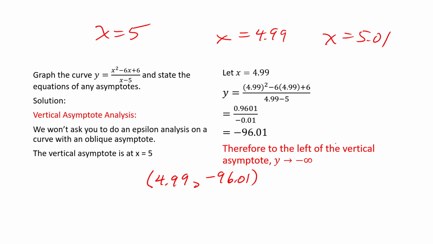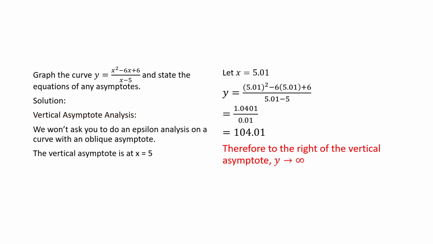What that tells us for our graphing purposes is that to the left of the vertical asymptote, y is going to negative infinity. When we let x equal 5.01, we plug in for y, and we get a y-coordinate of 104.01. Well, that tells us that to the right of the vertical asymptote, y is going to positive infinity.